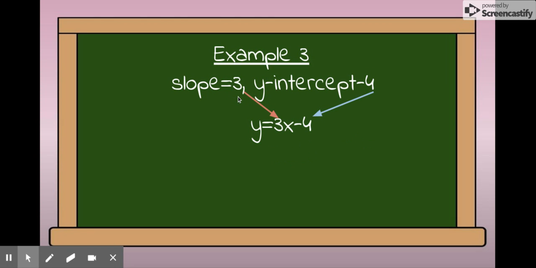In this equation, our slope is 3 and our y-intercept is -4. Right here, I forgot to write the equal sign, but the y-intercept equals -4. And again, we're going to write y equals. Remember, you're always writing y equals, and then you write the slope, which is 3, x next to the slope, y equals 3x, and then the y-intercept is -4, which gives you the equation y equals 3x minus 4.